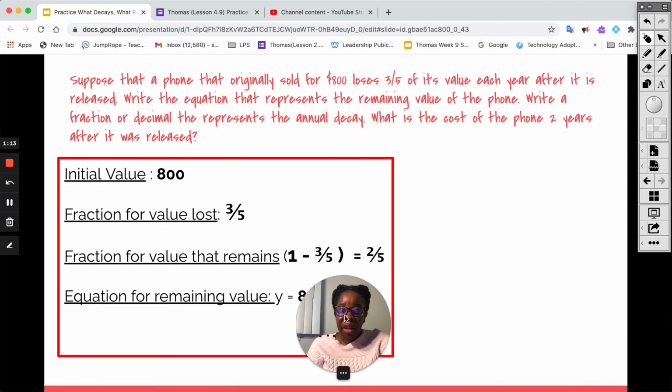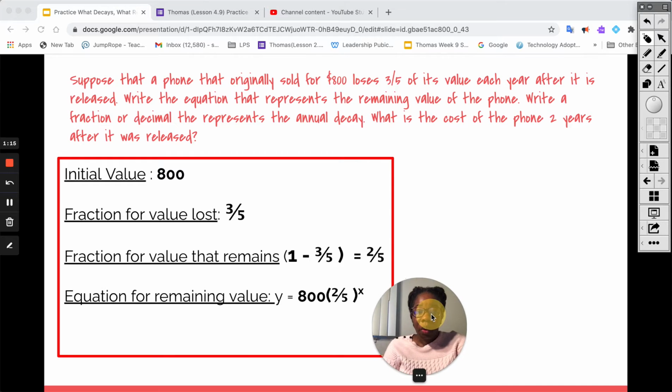So when we look at the information that is given, we can recognize that the initial value of the phone was $800 and they told us that it lost 3/5 of the value. So if it's losing 3/5 of the value each year, how much of the value is remaining? We do that by subtracting that 3/5 from one whole, and that gives us 2/5.